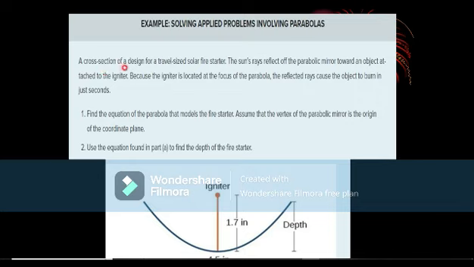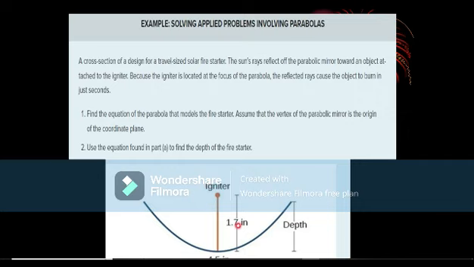A cross-section of a design for a travel-size solar fire starter: the sun rays reflect off the parabolic mirror toward an object attached to the igniter. Because the igniter is located at the focus of the parabola, the reflected rays cause the object to burn in just seconds. Okay, first step, find the equation of the parabola that models the fire starter. Assume that the vertex of the parabolic mirror is the origin of the coordinate plane. Then use the equation found in part A to find the depth of the fire starter.